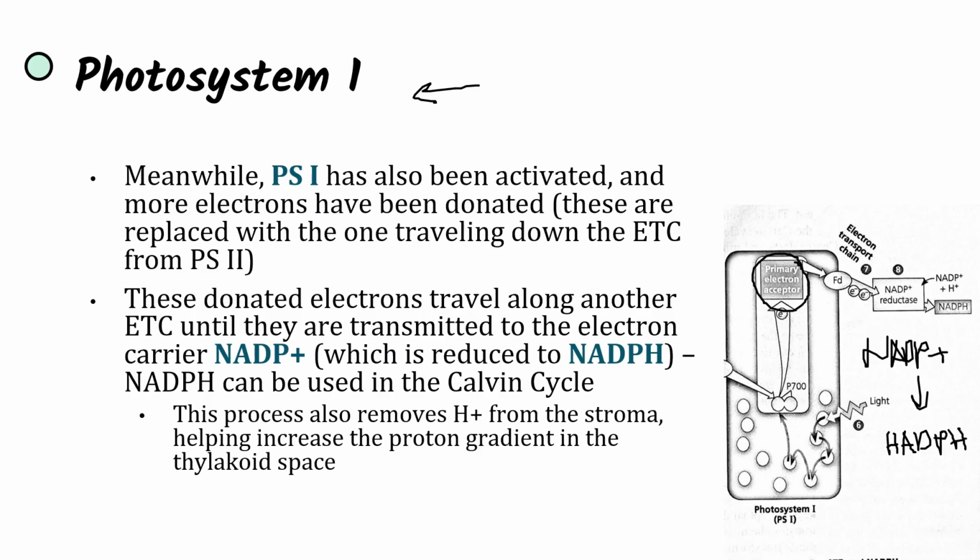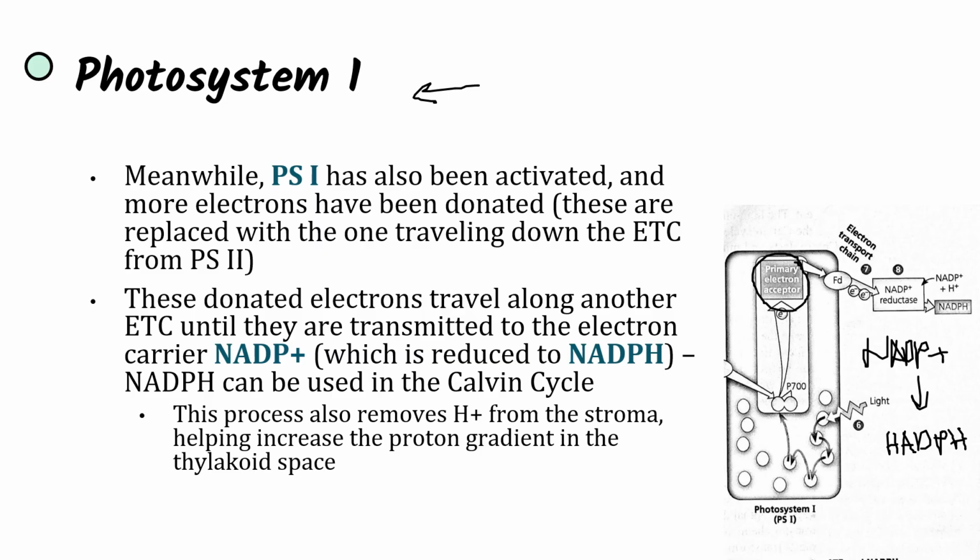And this process is also going to remove hydrogen ions from the stroma, helping increase the proton gradient in the thylakoid space. Because to create NADPH from NADP+, electrons need to be added, but so do some protons. So that's going to create an even larger imbalance between the amount of protons in the thylakoid space and in the stroma, causing them to want even further to move through ATP synthase and create a balance.